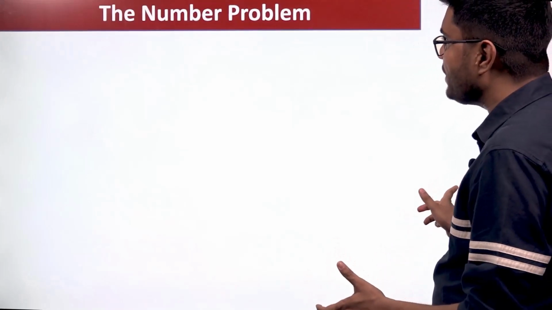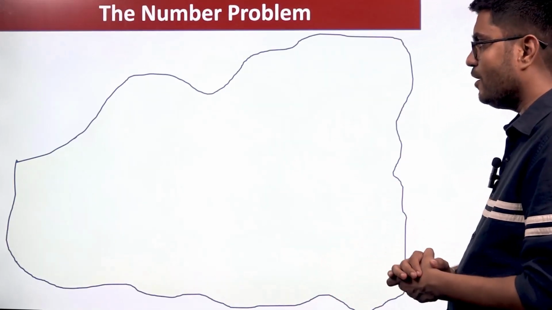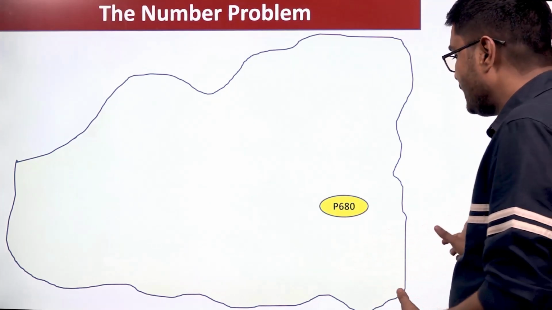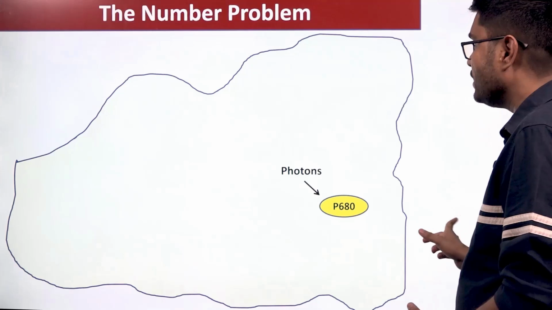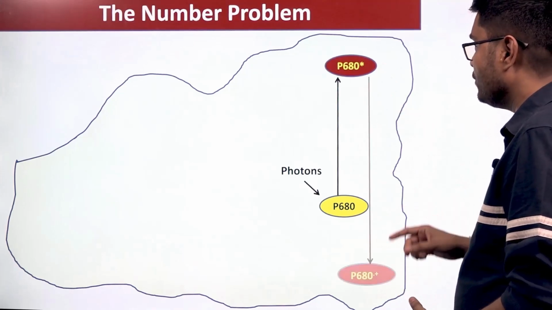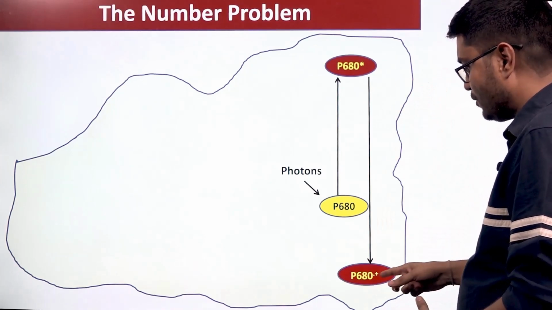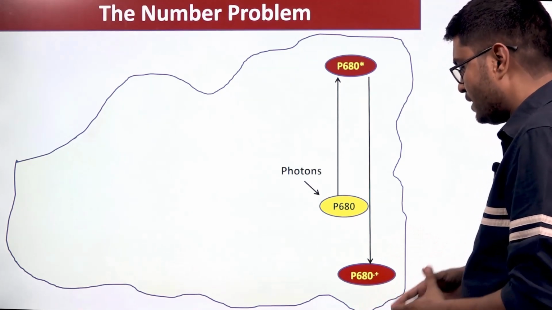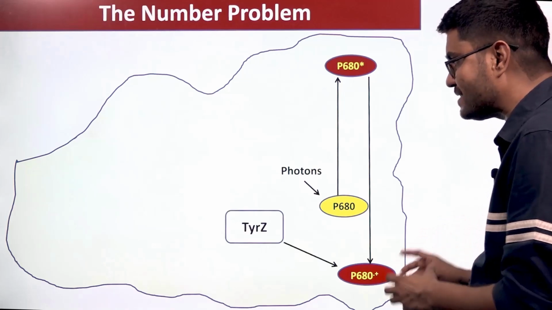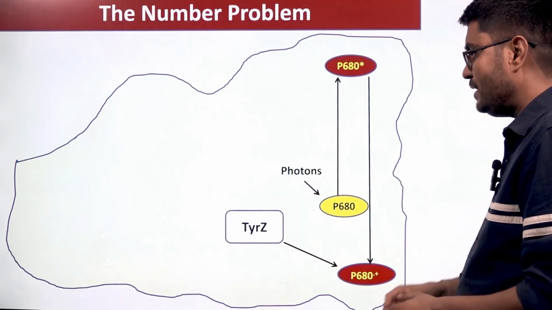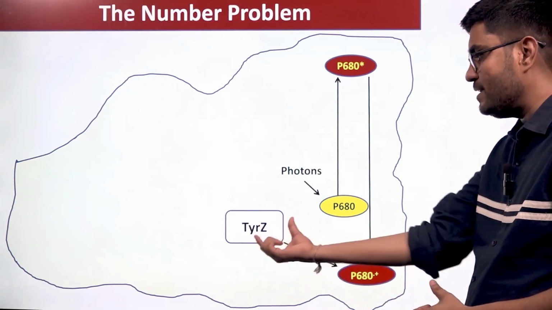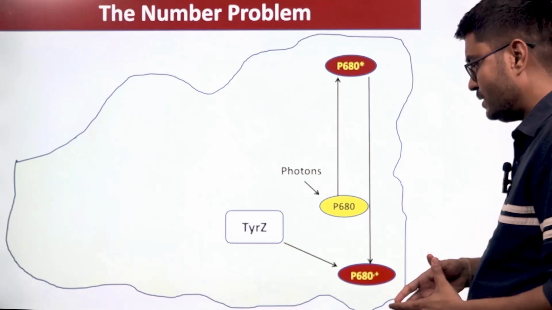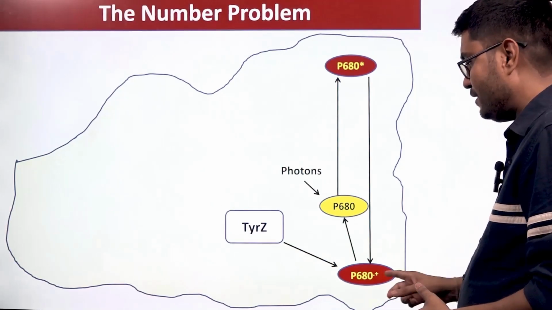The whole thing is happening in enzymes called photosystems. Now you can see that P680 is absorbing the photon, converting into P680 star, losing an electron to pheophytin, coming back to P680 radical ion, or P680 dot positive. Now this dot positive is not accepting the electron directly from water. It is accepting the electron from a tyrosine residue called tyrosine Z, TyrZ, of the protein system, and converting back into P680.